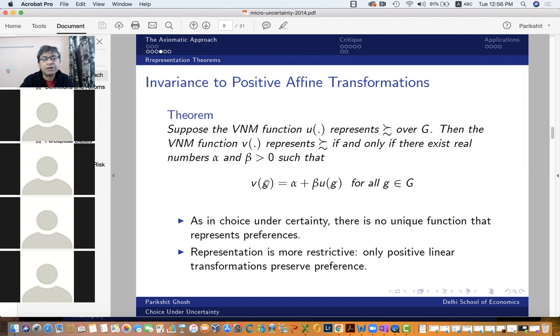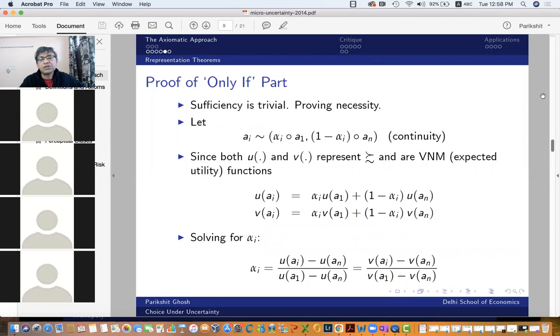That new function will also represent the same preferences, but that connection goes two ways. Meaning that if U is a valid utility function and so is V, then there has to be a linear relationship of this kind between the two functions. One has to be a linear transformation of the other. Otherwise, they cannot capture the same preferences. So it's if and only if. In standard choice theory, you have much more leeway, much more flexibility in your choice of utility function. For example, you could take a log transformation and the new function remains a utility function. Here, you're not allowed to do that, but you can take any linear transformation, that is fine. So these are the two pivotal results: that utility functions exist and only linear transformations are allowed on these utility functions. So I'll prove these two results and then look at some applications.